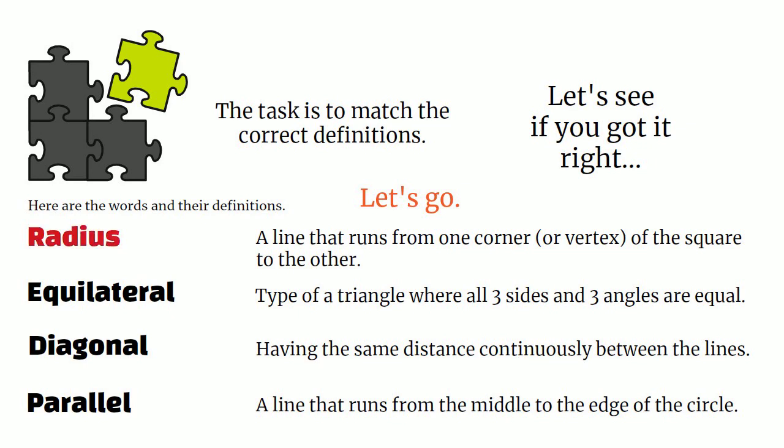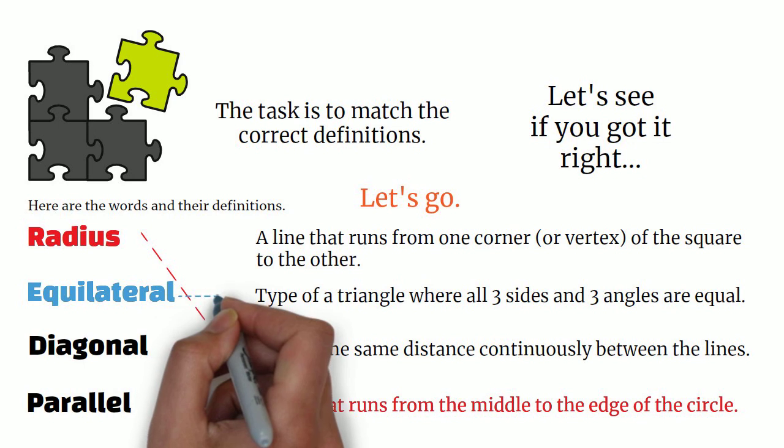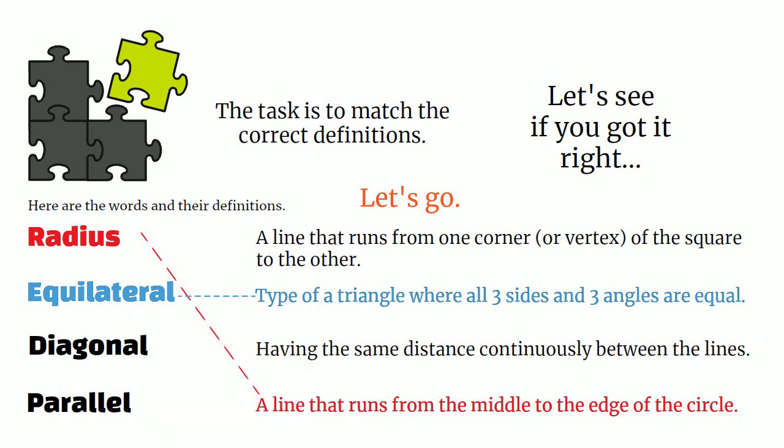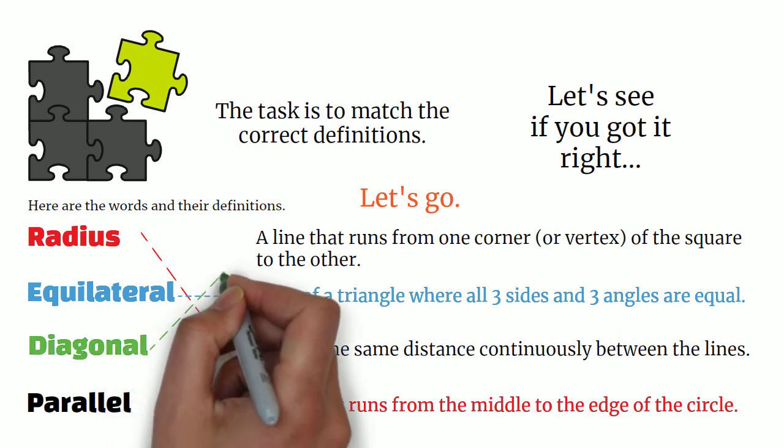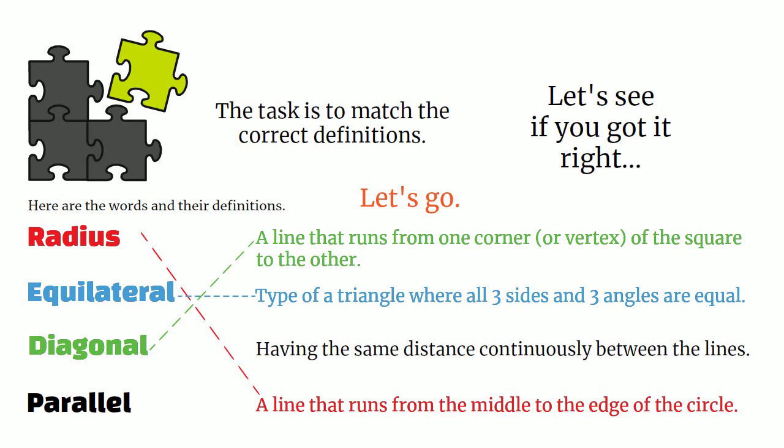So, radius is a line that runs from the middle to the edge of the circle. Equilateral is a type of a triangle where all three sides and three angles are equal. Diagonal is a line that runs from one corner or vertex of the square to the other. And parallel is having the same distance continuously between the lines.